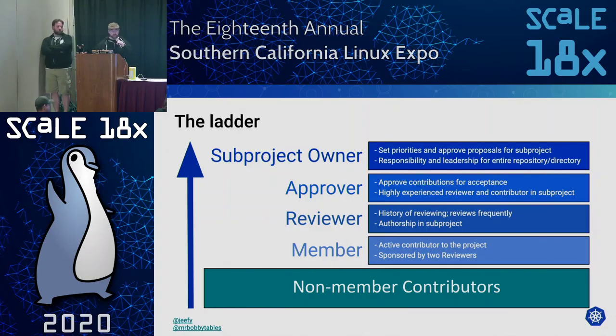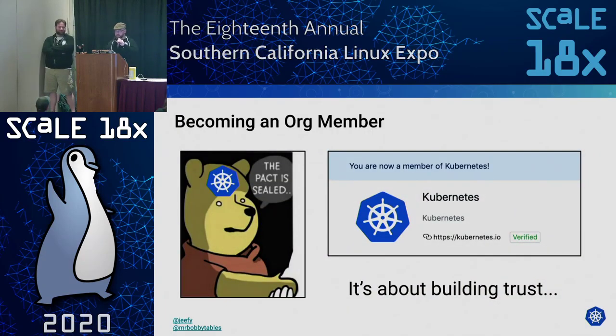And going beyond that, you start being an approver in multiple areas. You learn more about even other areas of the project. You could then become a sub-project owner, owning an entire section of the code base. And when you're at that level, you might help set goals and outline the milestones for that sub-project. But for everyone, the first big hurdle is making the jump from non-member to member. And that's about building trust.